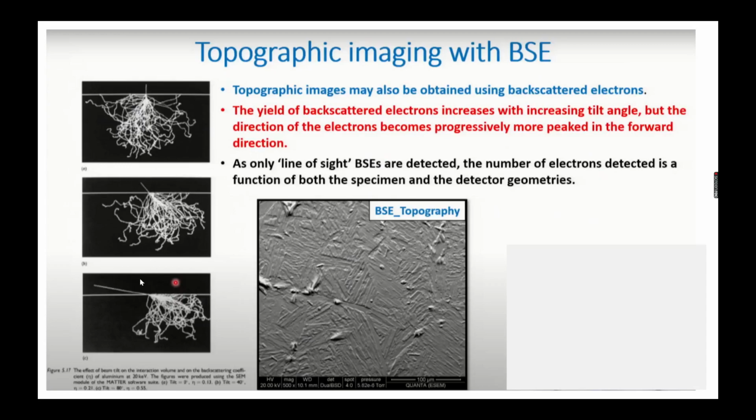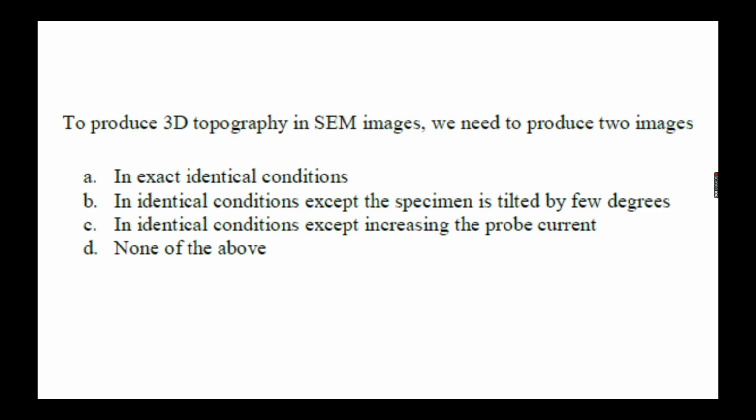Here it is at some angle. Here it is also at some more angle. So in this way, if you watch this lecture, you will have a clearer idea of how the angle can affect your signals, and how we can get a better topography of your image. So by using both secondary as well as backscatter, we can get a topographic image of your specimen.